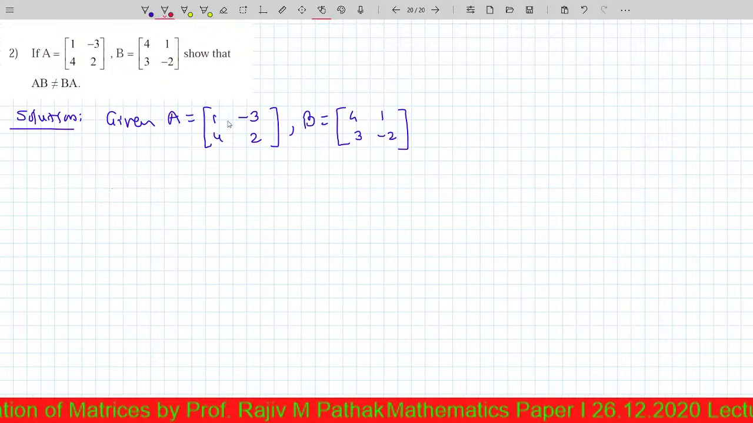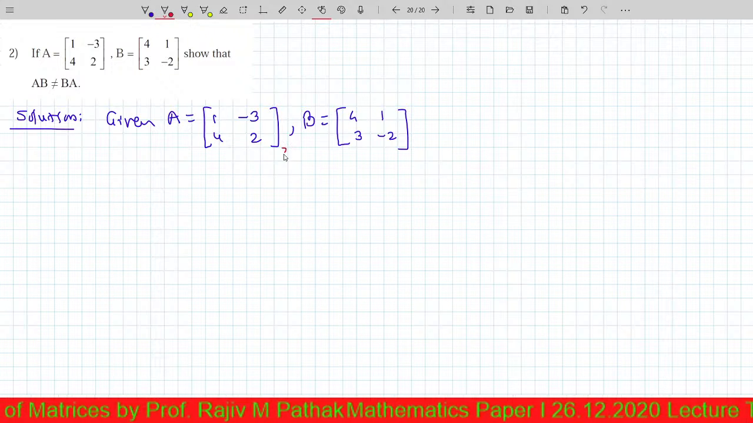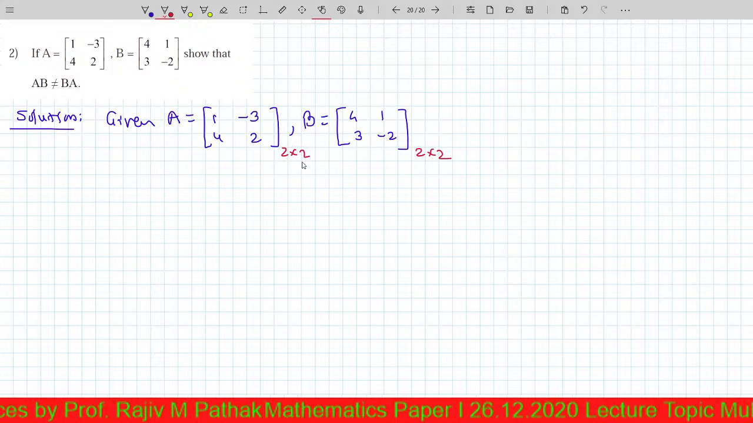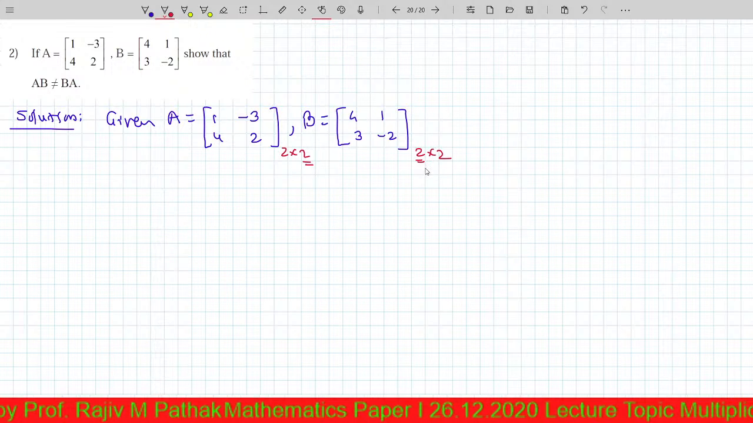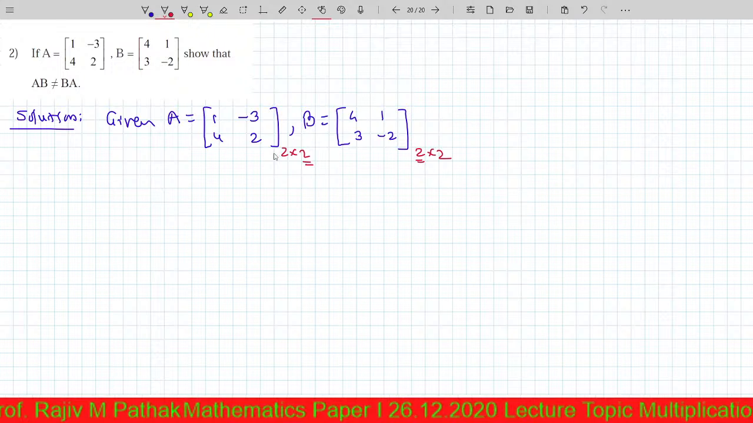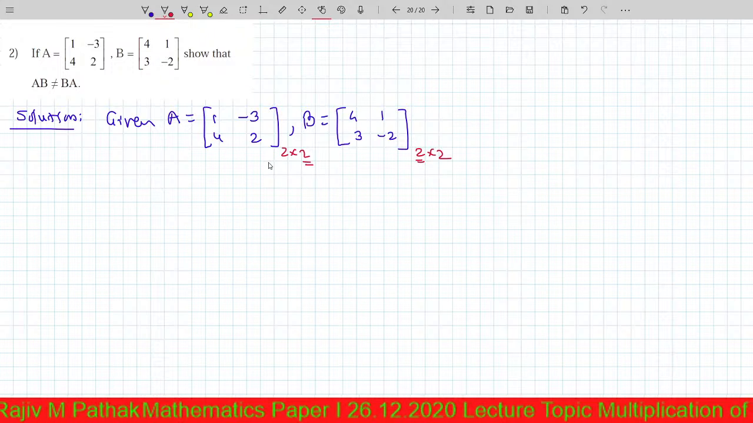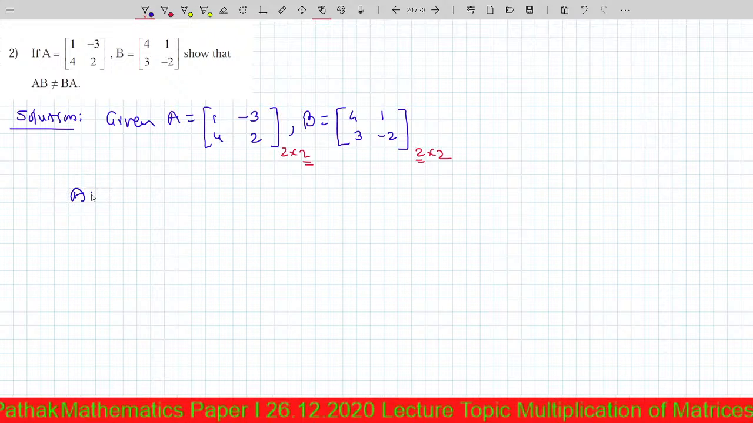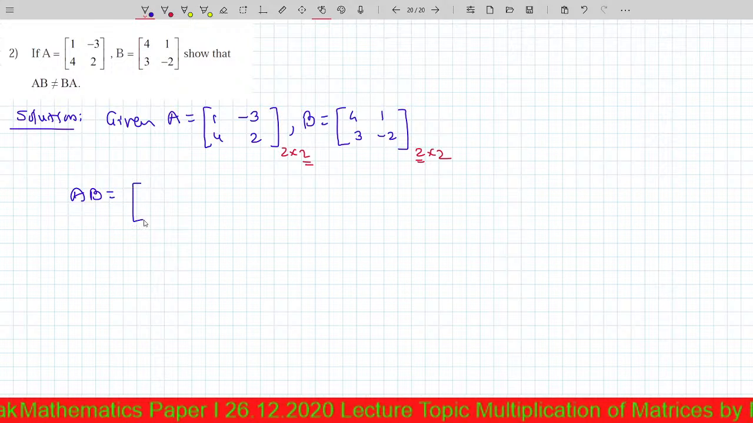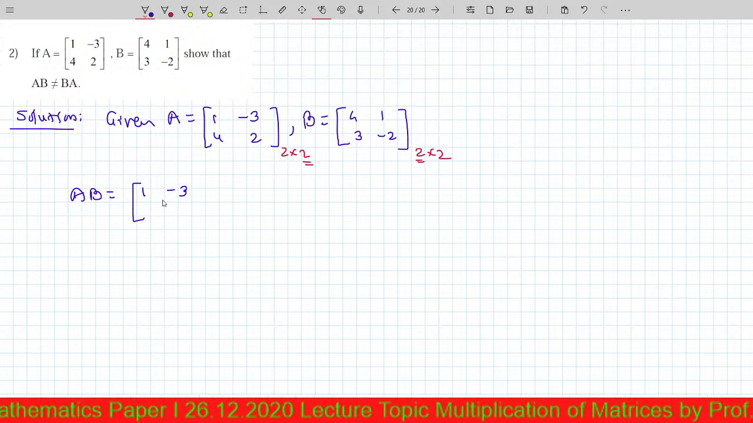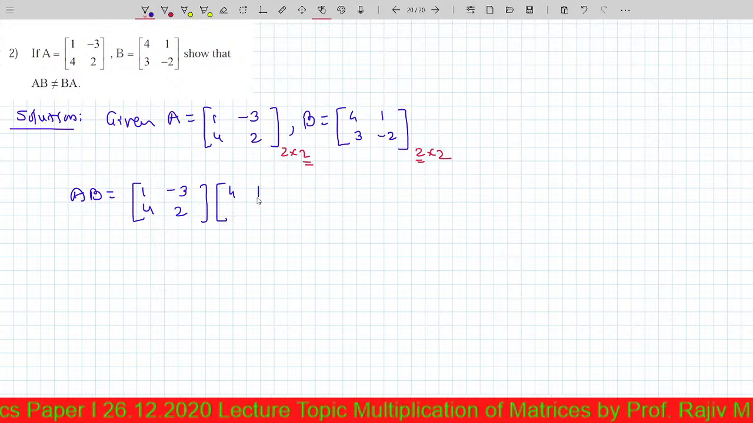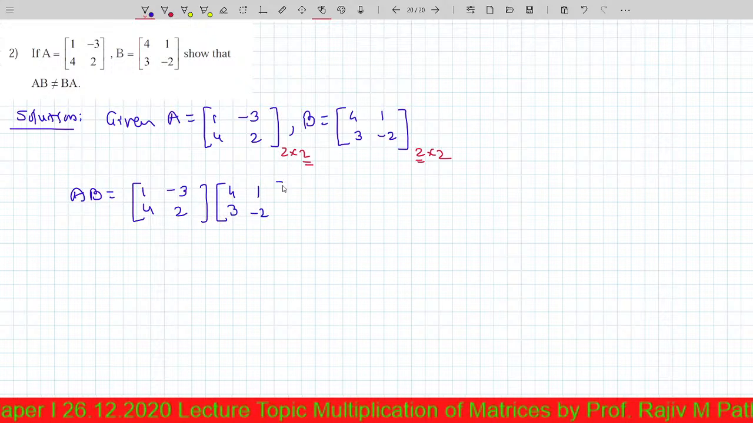What is the order of A? There are 2 rows and 2 columns, so 2 cross 2. What is the order of B? 2 cross 2. So the number of columns of A is equal to the number of rows of B. Similarly, the number of columns of B is equal to the number of rows of A. So both AB and BA exist. So we directly determine AB first. A is [1 -3; 4 2], and B is [4 1; 3 -2].